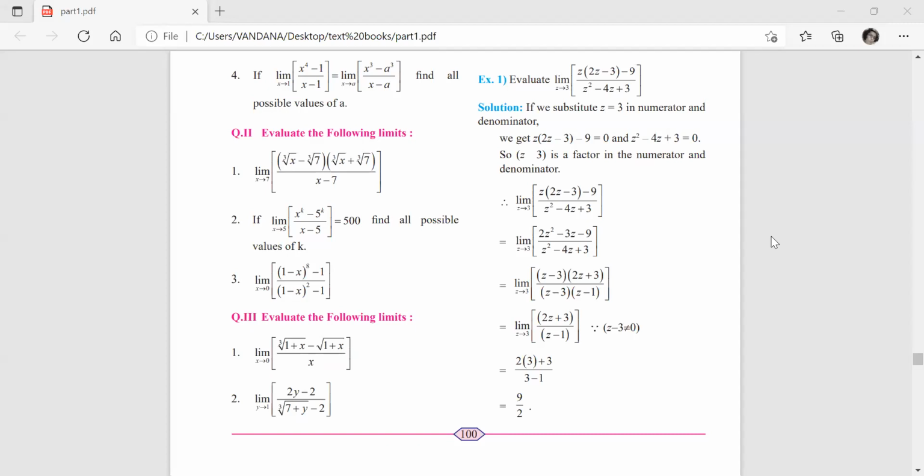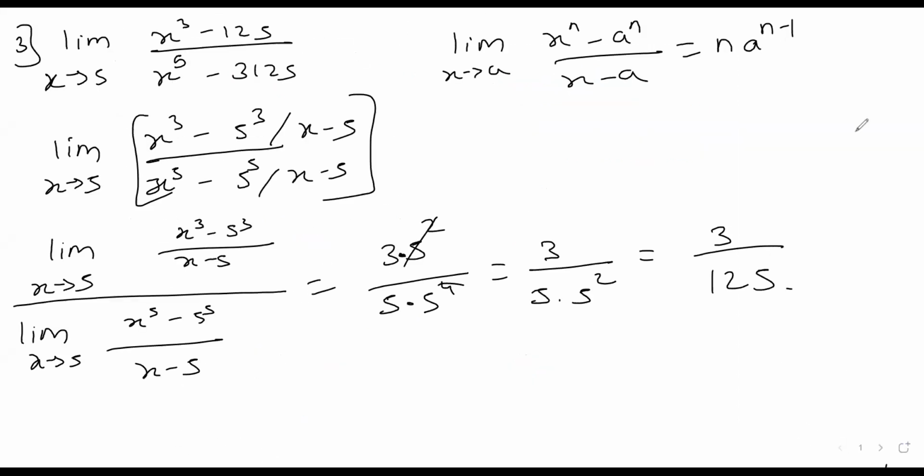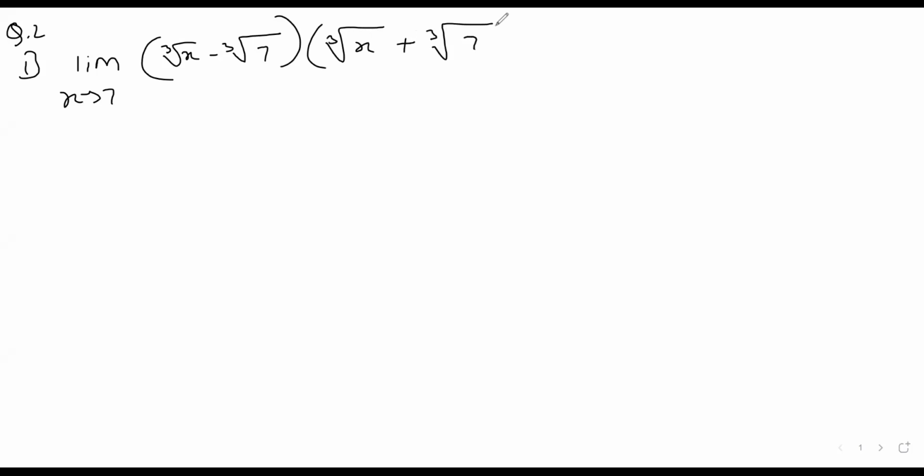Evaluate the following limits. Limit x tends to 7, cube root of x minus cube root of 7 into cube root of x plus cube root of 7 upon x minus 7. Question 2 first. Limit x tends to 7, it is cube root of x plus, sorry, minus, and cube root of x plus cube root of 7, whole thing upon x minus 7.